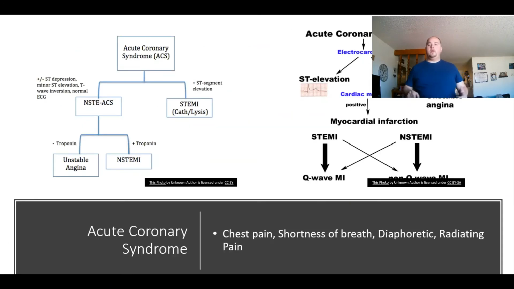Now, our acute coronary syndromes, there's several different ones, but these are the ones that are going to present with chest pain, shortness of breath, diaphoresis, they're sweaty, and they have radiating pain. It doesn't have to happen all the time just like that, but they can also have nausea, they can have abdominal pain. Everybody's going to present differently. Symptoms are what they tell you, signs are what you can see.